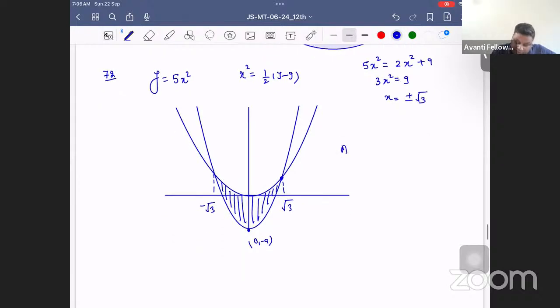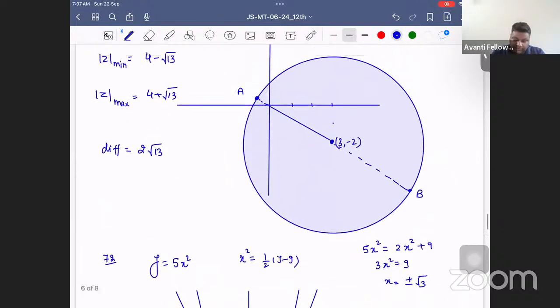So area enclosed, what? Integration from minus under root 3 to under root 3. Now upper curve: y equals to 5x square, minus lower curve. Lower curve is 2x square plus 9. Now you just simplify the simple integration, you will get your answer. Got it?